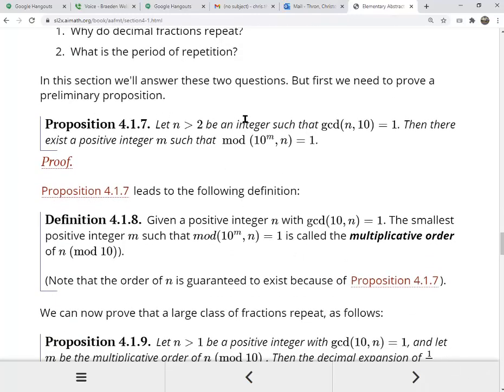All right, so let's take some integer n. We want n to be bigger than 2, so that the GCD of n and 10 is 1. Okay, so this number n is relatively prime to 10. Then there exists a positive integer m such that when I take the remainder of 10 to the m mod n, I get 1. Kind of interesting. If you think about that on a cold basis, why should that be? But let's go ahead and do this. This is essentially a counting argument.